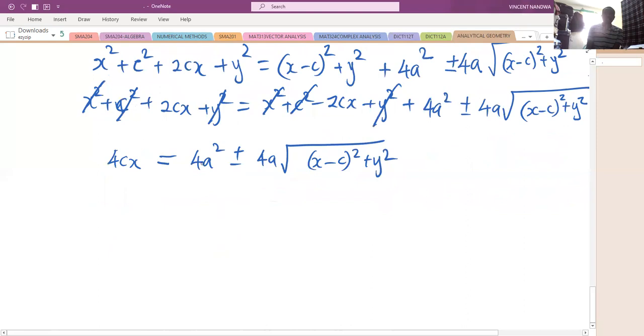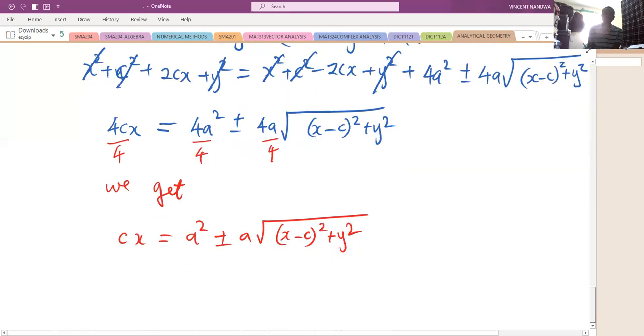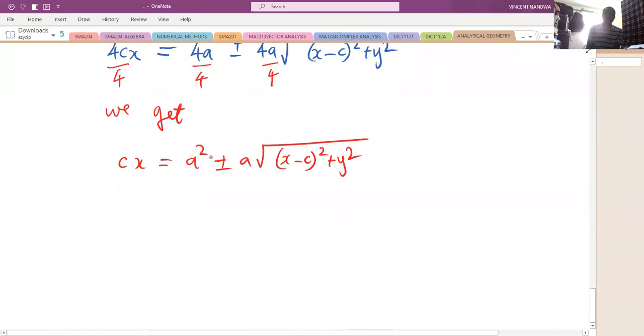You see 4 is common, so dividing through by 4, we get CX equals A squared plus or minus A times the square root of X minus C squared plus Y squared. Taking this one to the left, we'll have CX minus A squared equals plus or minus A times the square root of X minus C squared plus Y squared.